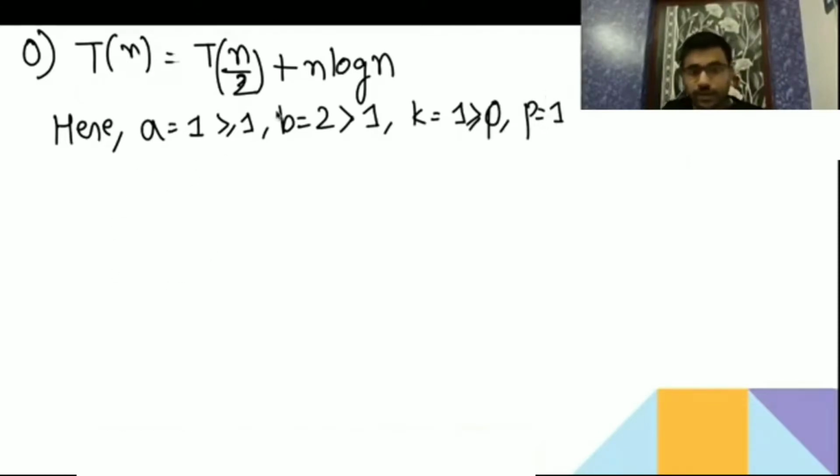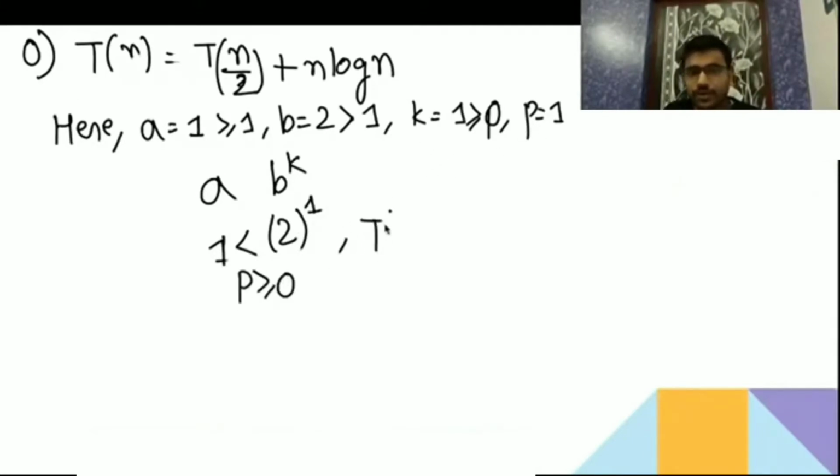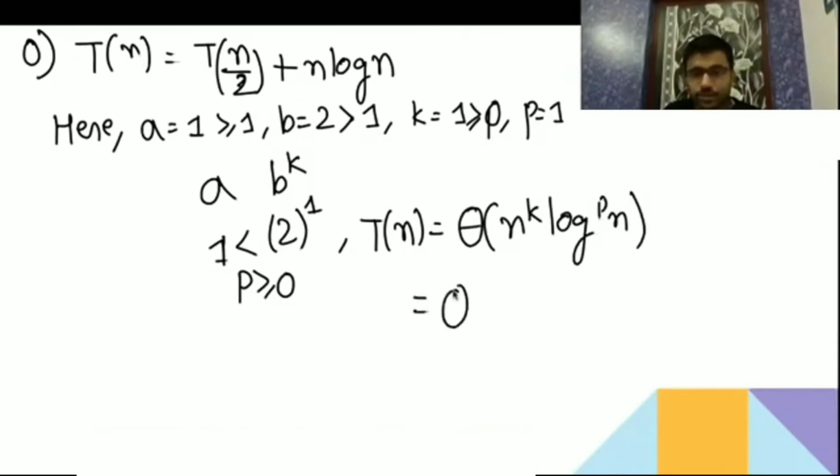So you are going to compare. It is again in master theorem. Okay, so a and b to the k you are going to compare. So a is 1, b is 2, k is 1, again smaller, and p is greater than or equal to 0. So T(n) is going to be, again, theta of n to the k log p n. So it is going to be theta of n log n, because k is 1, p is 1, you are going to get n log n. Okay, so it's going to be O of n log n.